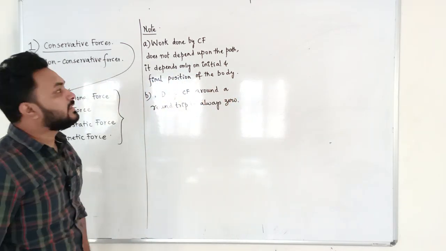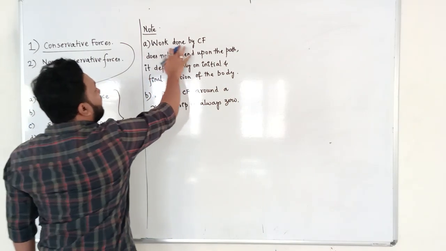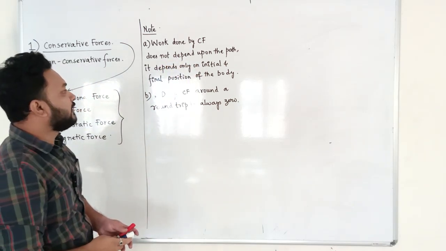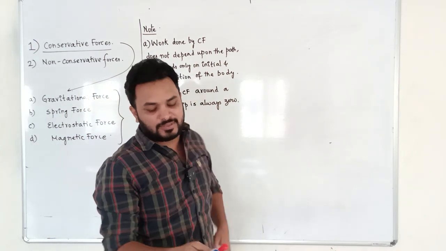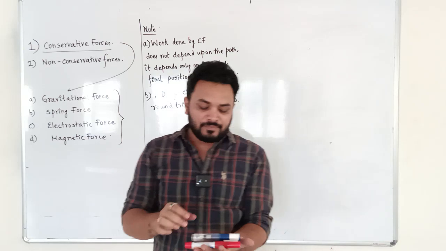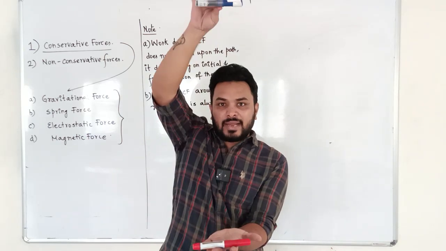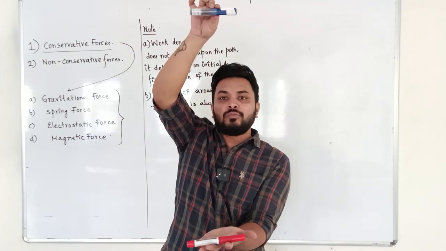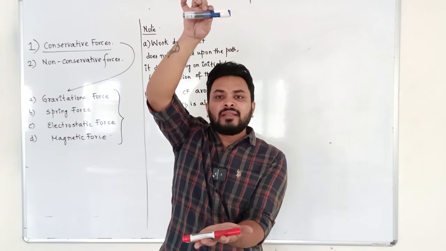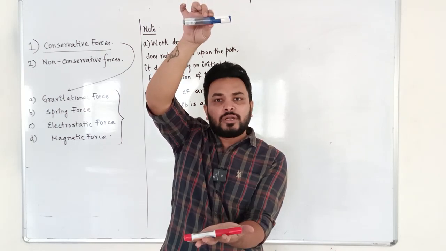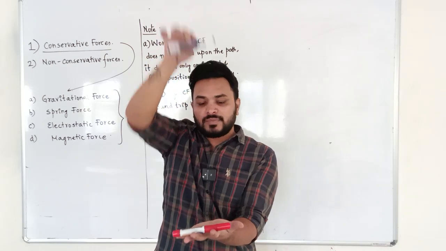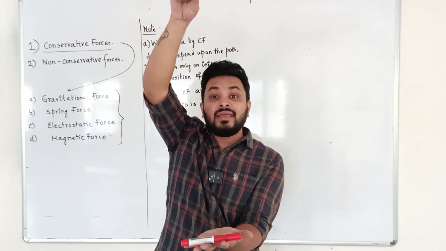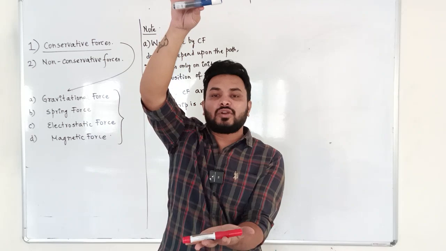Let's see the first note. Work done by conservative force does not depend upon the path, it depends only on the initial and final position of the body. What do I mean by this? Suppose this is a pen, and we take it to some maximum height. If I apply an external force, it will move to the maximum height point. Work done by the external force is F external S cos 0, because force and displacement are in the same direction. Work done by external force equals F S cos 0.